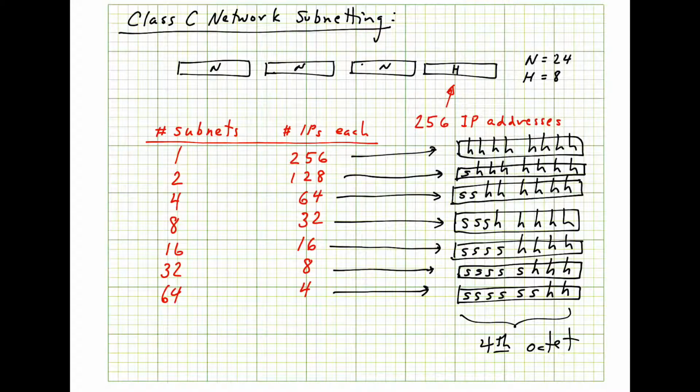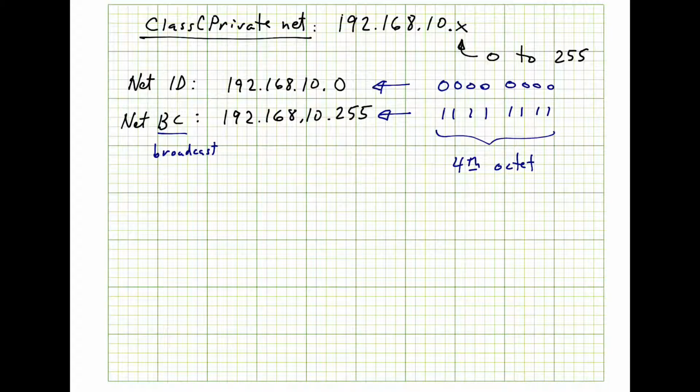Recall that for the original Class C subnet, before I've really subnetted, there's only one subnet. I haven't divided it up at all. All 8 of these bits in the 4th octet are H bits. And so we're letting those H bits range from all zeros to all ones. And those 2 addresses are special. They're not used for hosts. Okay?